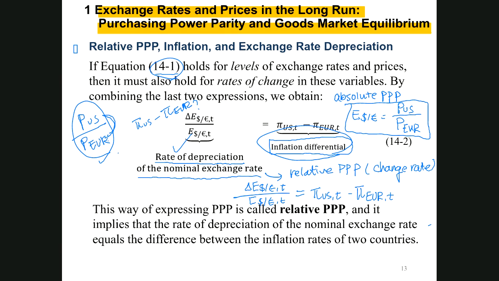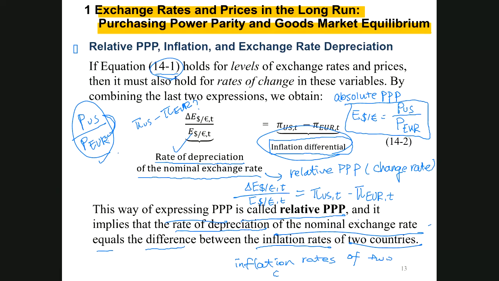Okay, so this way of expressing PPP is called relative PPP, and it implies that the rate of depreciation of the nominal exchange rate equals the difference between the inflation rates of the two countries. So now you see that the inflation rates of two countries play an important role in determining the direction of the exchange rate move. The biggest point in PPP is that we connect the price level, the macroeconomic variables in two different countries, into our exchange rate determination theory. So now you know how to predict the exchange rate.